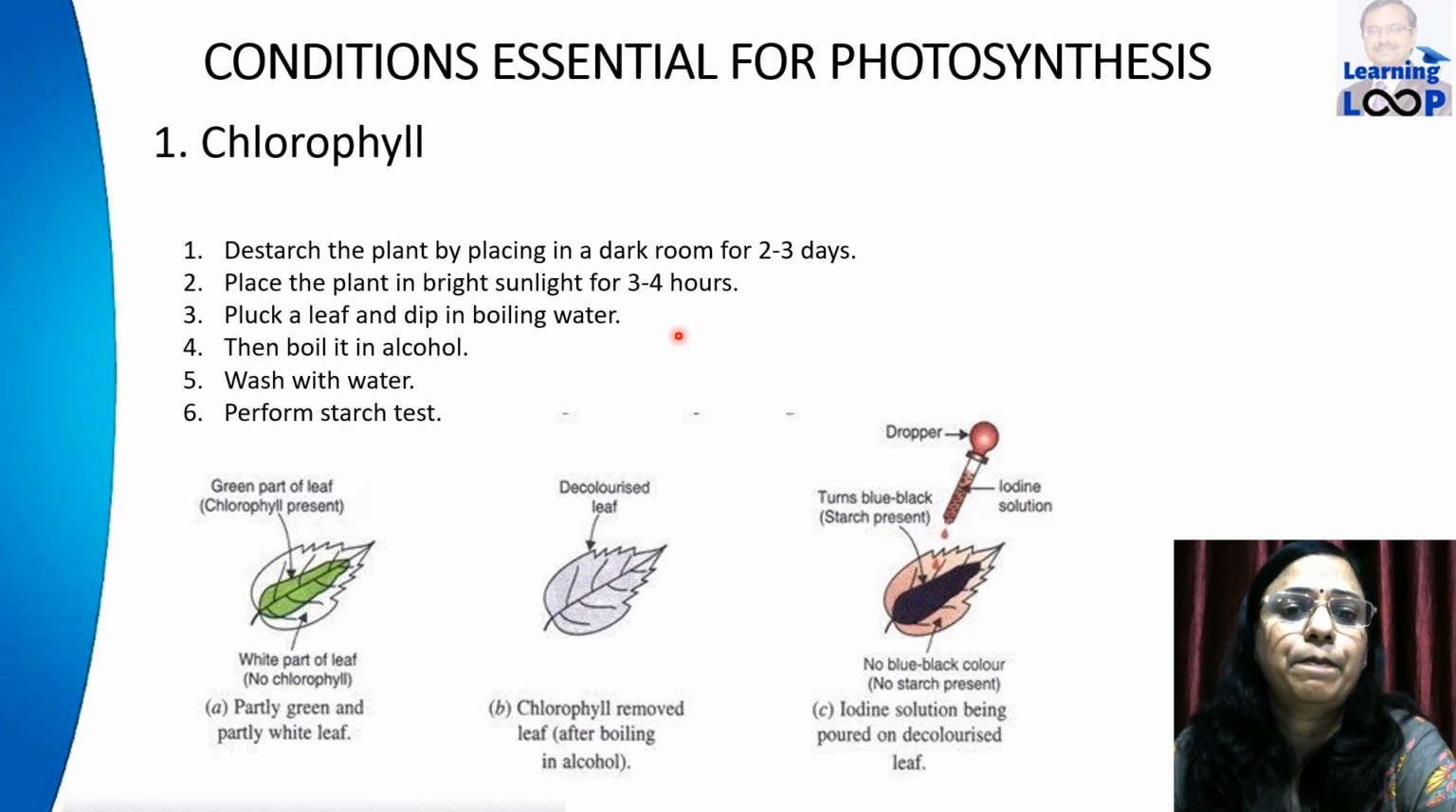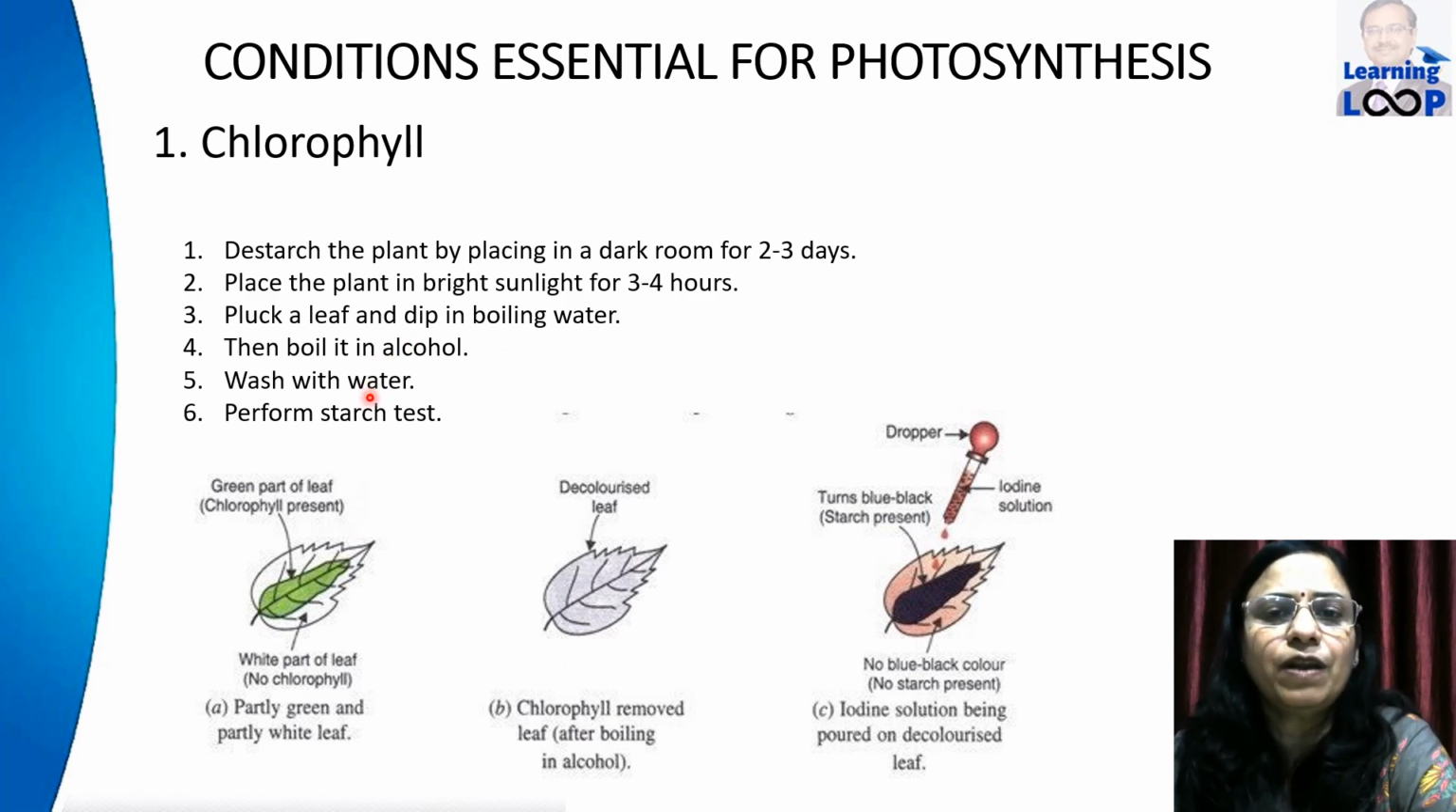After that, pluck one leaf from that plant and dip that leaf in boiling water. When you dip the leaf in boiling water, the leaf will become soft because the cells of the leaf will die. Then you need to boil that leaf in alcohol. When you boil the leaf in alcohol, the leaf will turn colorless. All the color will disappear. You can just compare these 2 images.